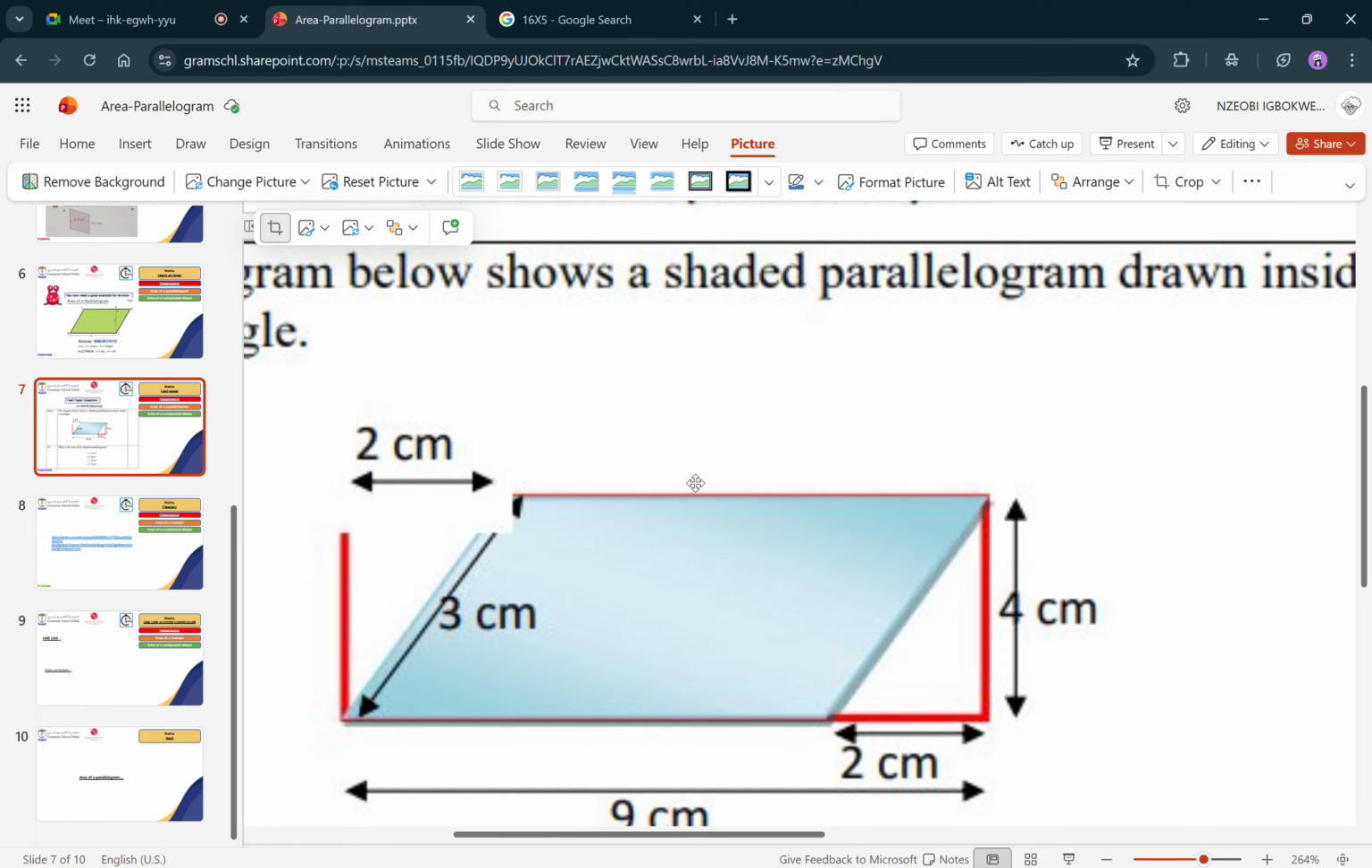Good. So in theory, it's going to be 7 centimeters as our base. Then for height, it's going to be 4 centimeters. Don't be fast. Base equals 9 centimeters. That's for what? The height.